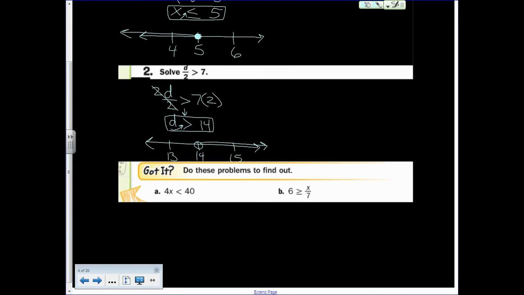All right, that brings you up to lettered problems A and B.